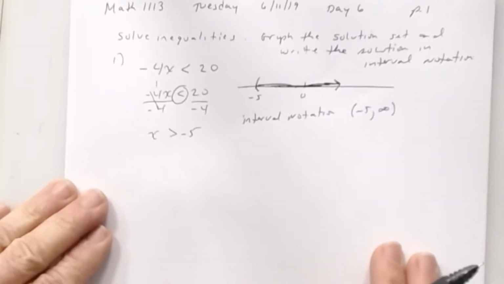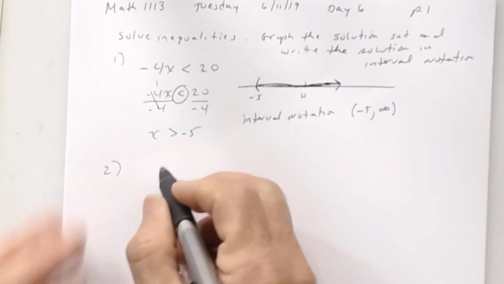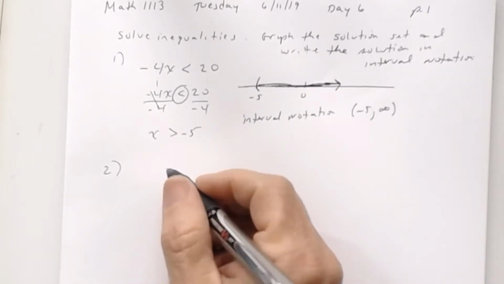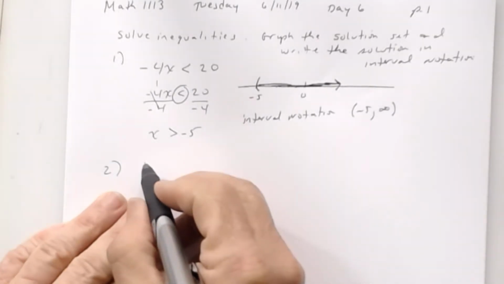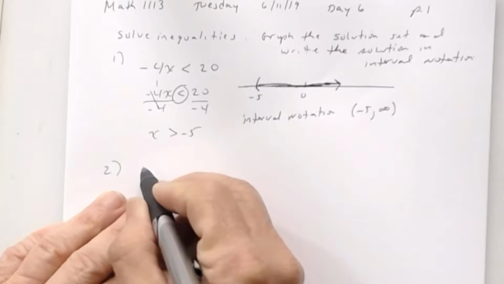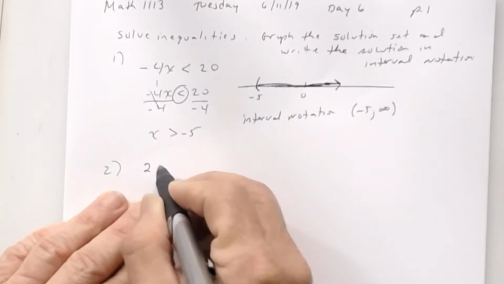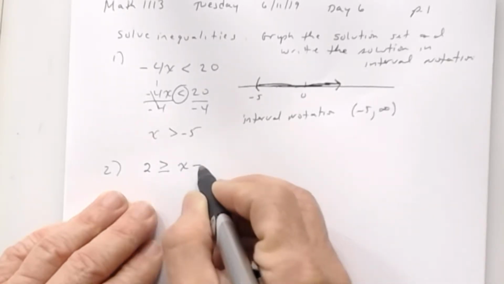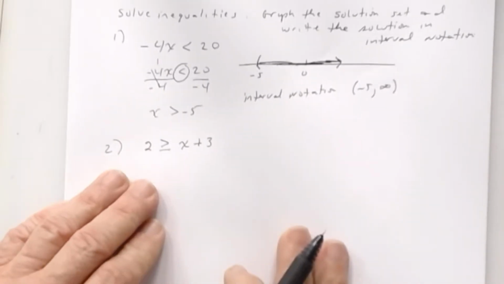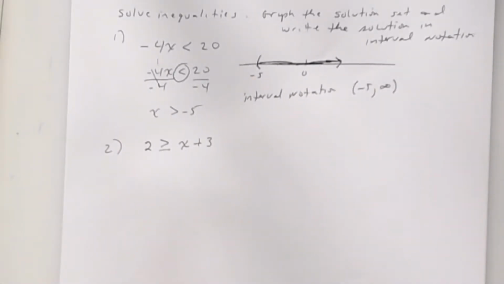Now, one other thing I need to remind you before we actually look at some problems that are a little bit more detailed. What if you had this? What if I asked you to solve this inequality? 2 is greater than or equal to x plus 3. If this was an equation, then what would be the quickest thing you would do?